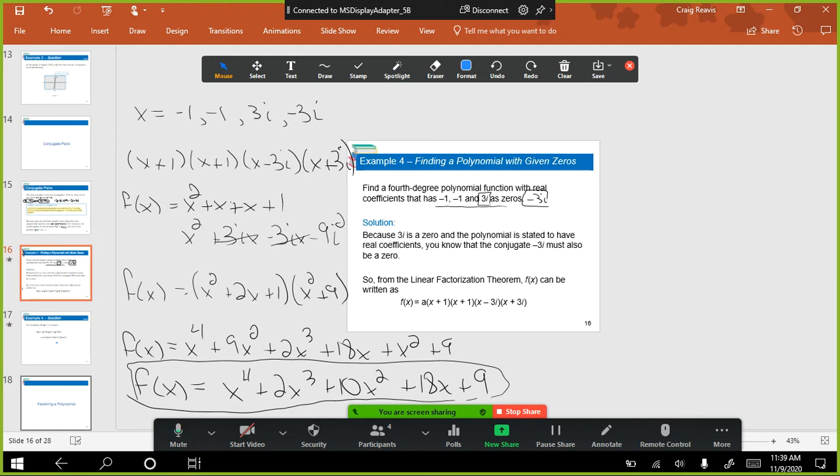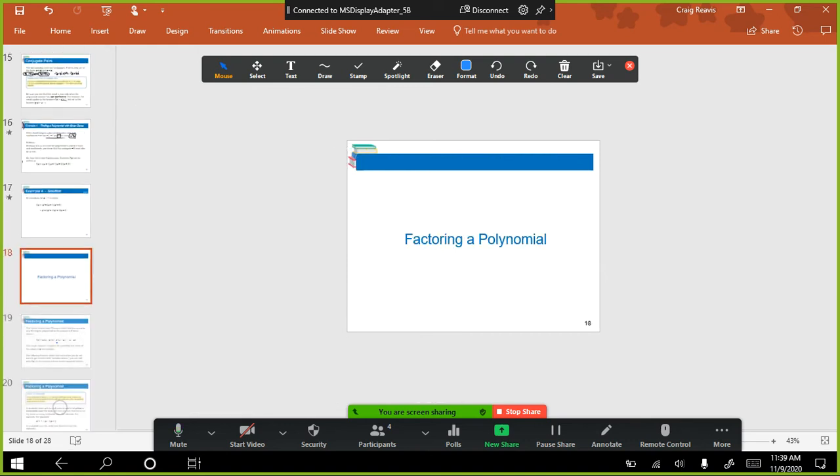Okay? So that's a major thing we want to be able to do: given zeros, and they don't have to give you all the complex zeros. All they have to do is give you one of them because the conjugate's going to be there. Right? If we see one complex or imaginary zero, we know the conjugate is there also. Okay? So that's what we did there. It's really nothing new. It's just looking at it a little bit differently, and then the process of everything you've done before.